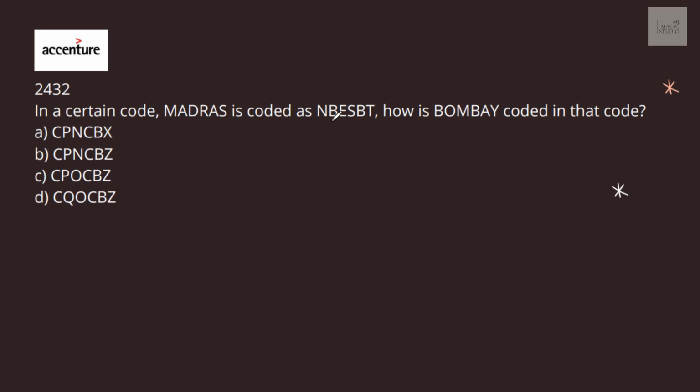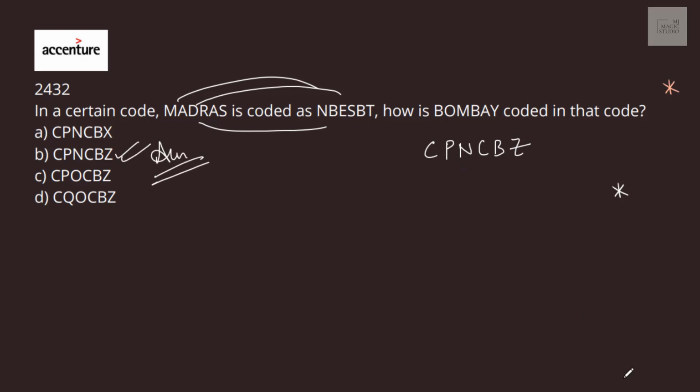In a certain code, Madras is coded as NBESBT. How is Mumbai coded? MNABDERS. That means they are just moving on with the next alphabet in the English alphabet, isn't it? BCOPMNBCABYZ. That should be the code for Bombay. Where it fits in CPNCBZ. Yes, it fits in option B.